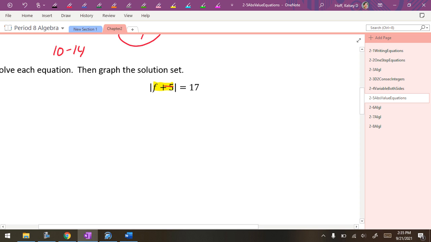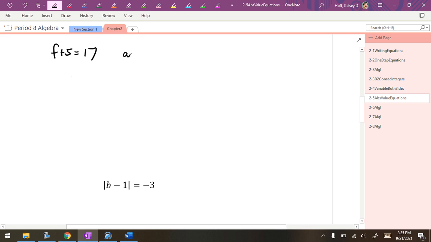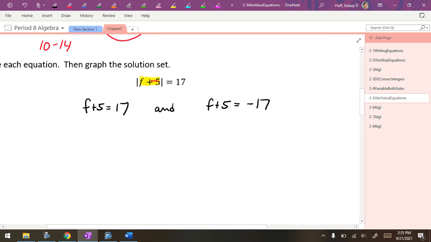The very first thing you should do here is split these. Drop the absolute value because you're going to split it into 2 separate equations. f plus 5 can equal 17, exactly how it's written, and f plus 5 could equal -17. Don't change what's inside the absolute value. You change what it's equal to.